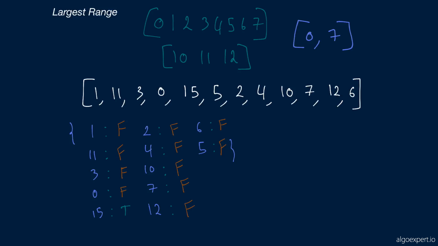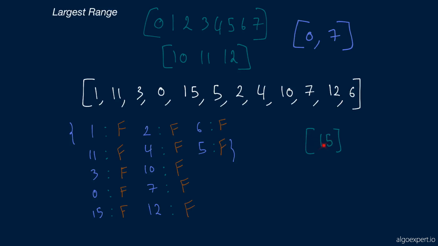So we skip it. Then we go to the number 0. Is it marked as false? Yes, so we skip it. Then we go to the number 15. Is 15 marked as false? No, it's marked as true. So we go through the same exercise. 15. Then we look and we erase the true here and put it to false, right? And then we go through the numbers before and after it, so 14 and 16. And we notice that neither 14 or 16 is in the hash table, so we stop.